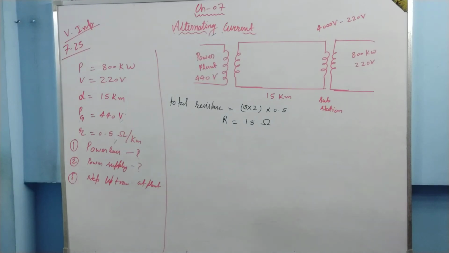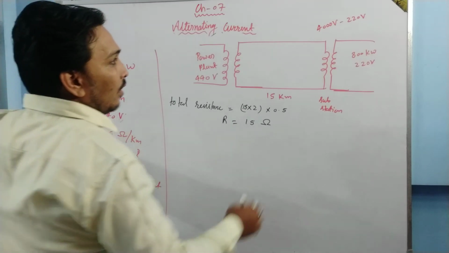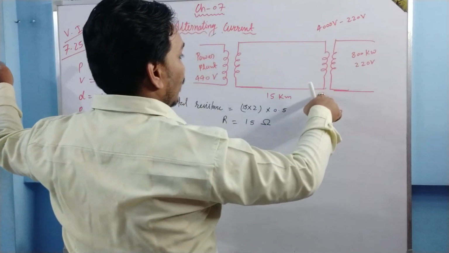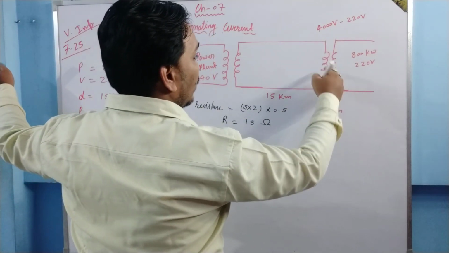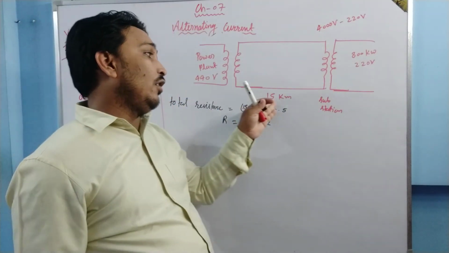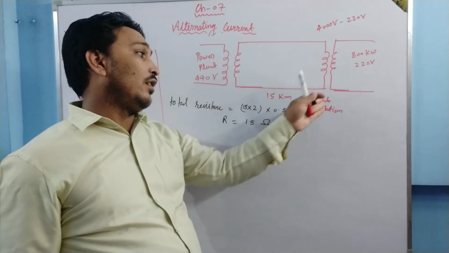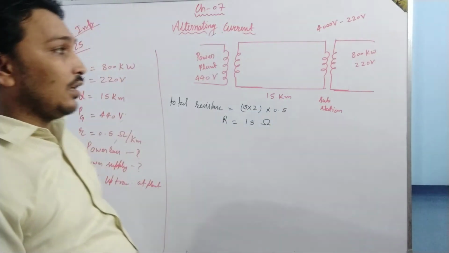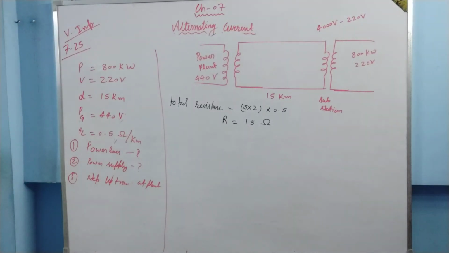Now what is being asked? What is the power loss? How can we calculate it? Just see here. Here we are having 4000 volt, and the line is receiving 4000 volt, and over 15 kilometer the resistance of the wire is 15 ohm. Okay, so what is the current flowing? Shall we calculate the current?